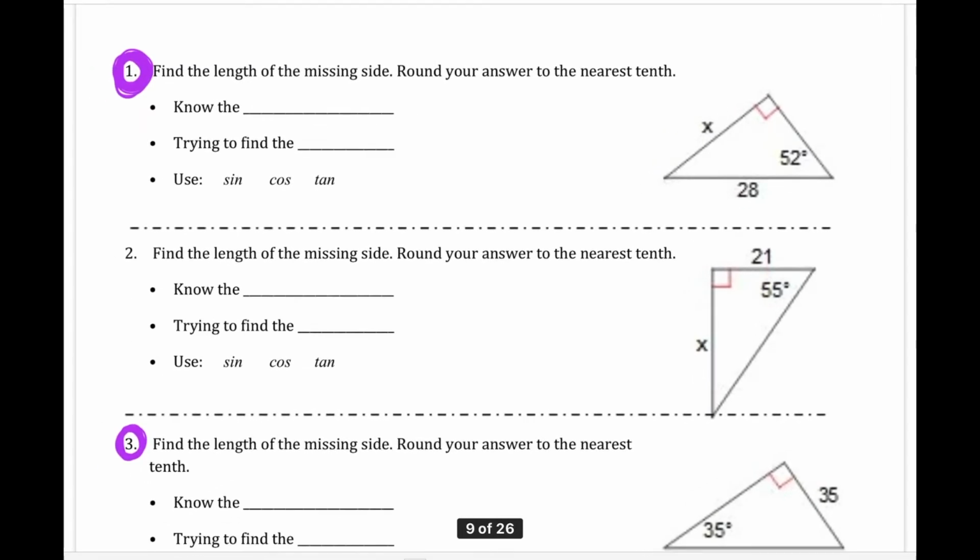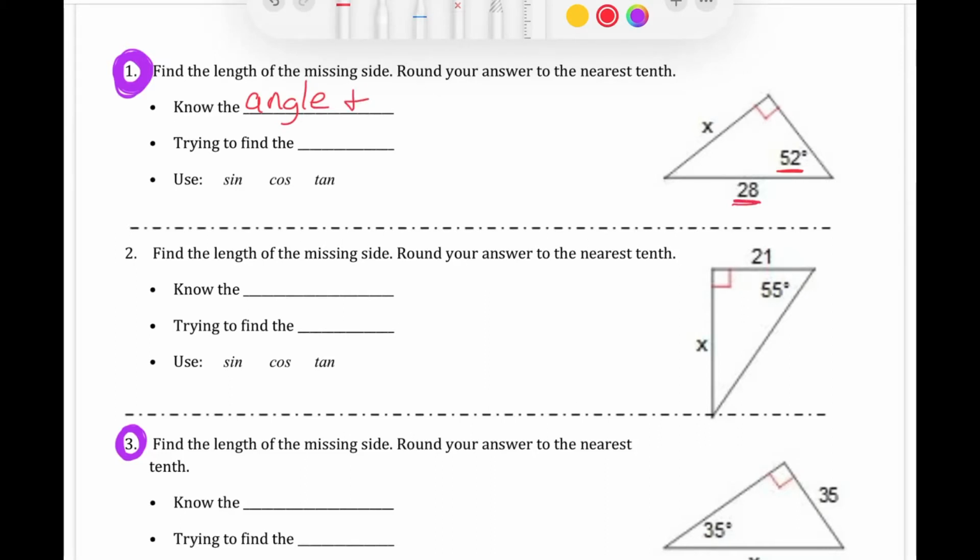So for number 1, and all of these purple circles mean that they are represented in the video where I go over how to put it in the calculator. So for number 1, what do we know? We know our angle. Our angle is 52 degrees. What else do we know? We know that this side is 28. Well, what is this side? This side is across from the 90-degree angle, so we know our hypotenuse.